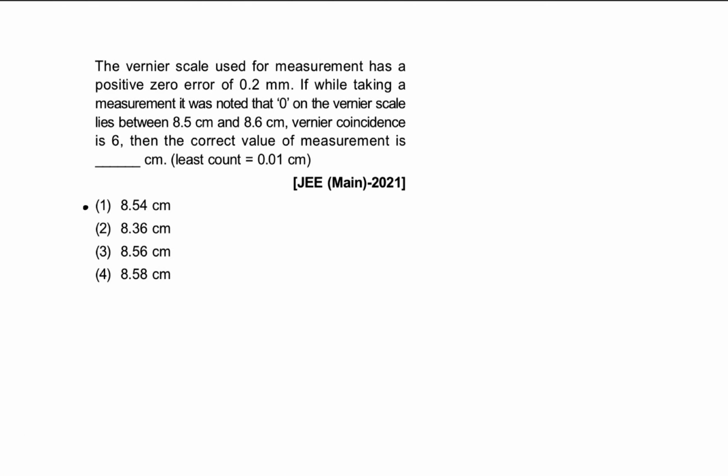This is a 2021 question. The vernier scale used for measurement has a positive zero error of 0.2 millimeter. While taking a measurement, it was noted that zero on the vernier scale lies between 8.5 centimeters and 8.6 centimeters. I told already, first reading is to the left of the zero of the vernier scale you have to see. I am writing again here. This is 8.5 centimeters. This is 8.6 centimeters. Zero of the vernier scale lies here.